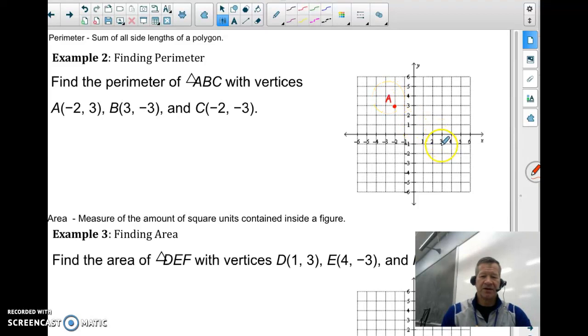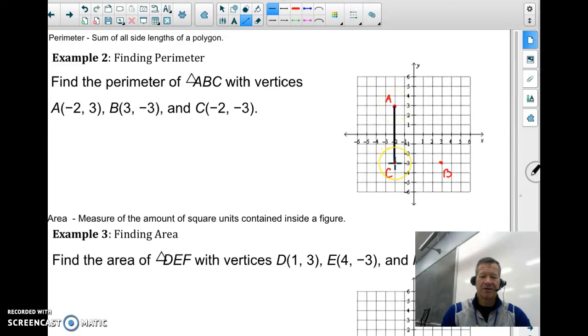(3, -3) would be down here. That would be point B. And then point C is at (-2, -3). And I'm just going to connect these vertices. I'm going to connect these points first with line segments so that we have the shape of the polygon.